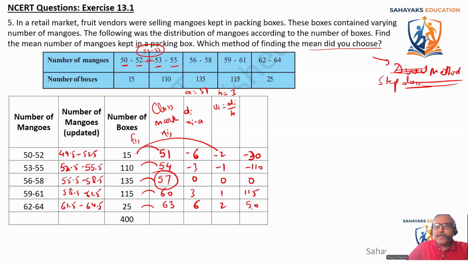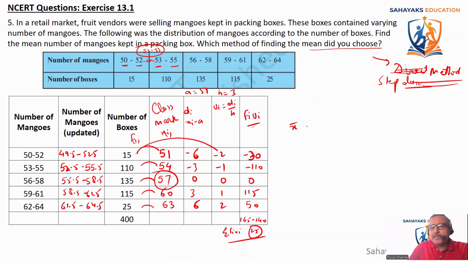Okay. Now we're going to find the sigma fi ui. This is fi ui. For finding sigma fi ui, we'll say 115 plus 50 is 165. 165 minus 140. So it comes out to be 25. So sigma fi ui comes out to be 25.